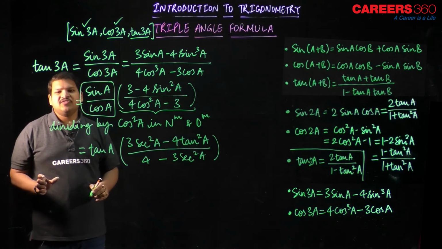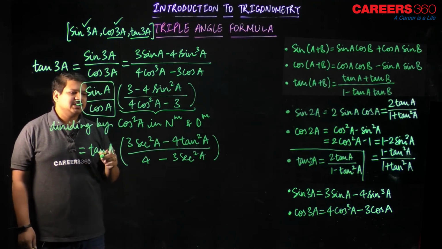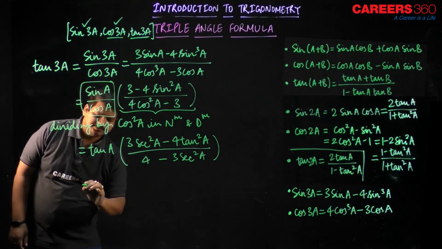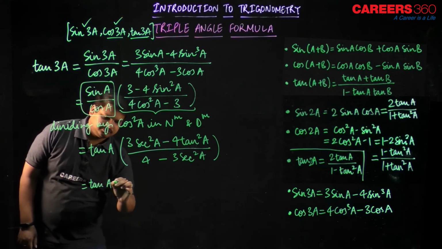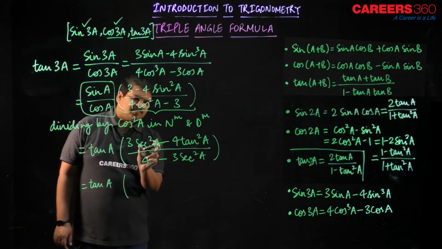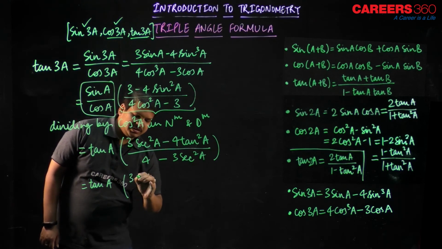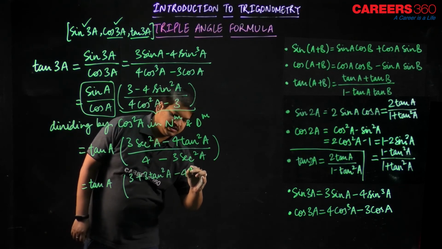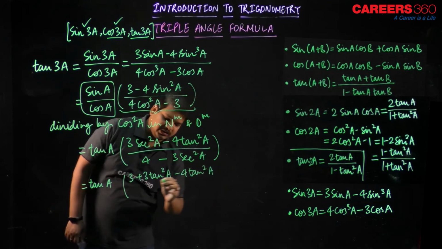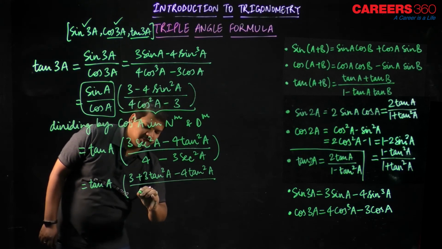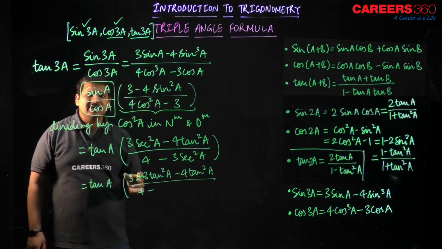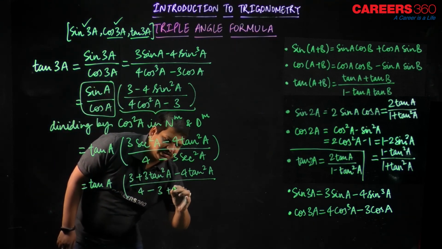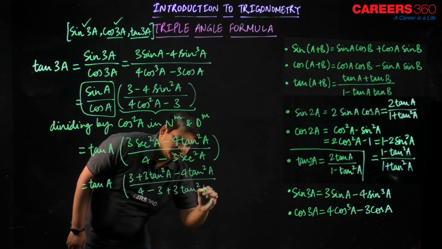Now we have one identity as 1 plus tan square A is equal to sec square A. So let's try to use that over here. This sec square A can be rewritten as 3 plus 3 tan square A minus 4 tan square A upon 4 minus, and this sec square A again can be rewritten as 1 plus tan square A. So 3 plus 3 tan square A.